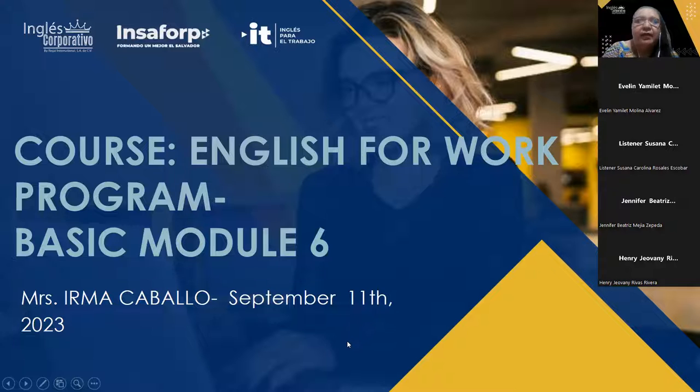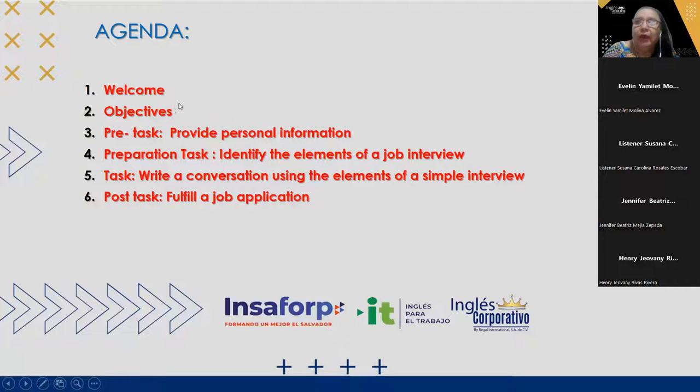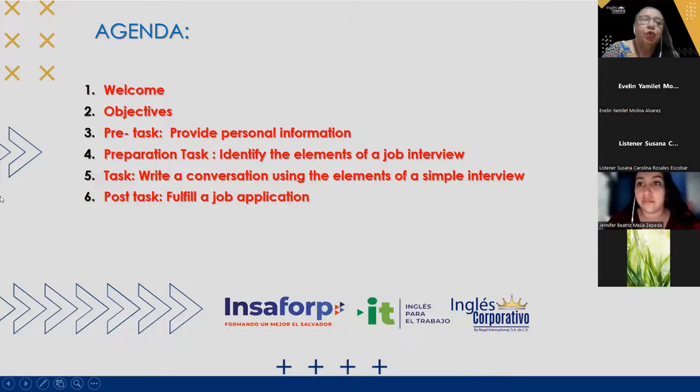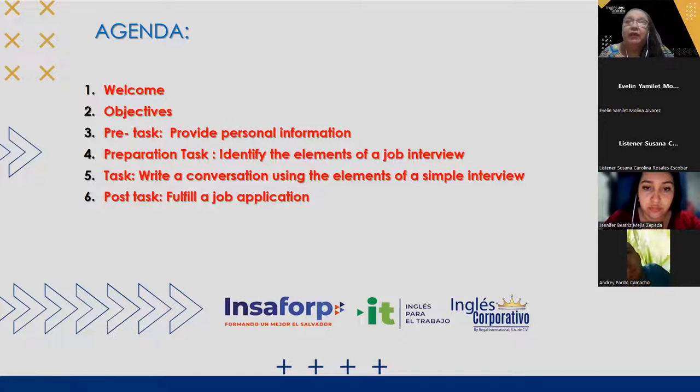Today is September 11th, and it is our class number 4, correct? Okay. So in our agenda, we have the welcoming, what I did at the beginning. I'm going to share the objective for today's lesson. In this class, you're going to be providing personal information. You are going to identify the elements of a job interview. Also, I expect that you write a conversation using the elements of a simple interview, and you are going to simulate that one of you is the interviewer and the other one is the interviewee. One is applying for the job position and the other one is probably a person representing the human resources department, and you are going to fulfill a job application.